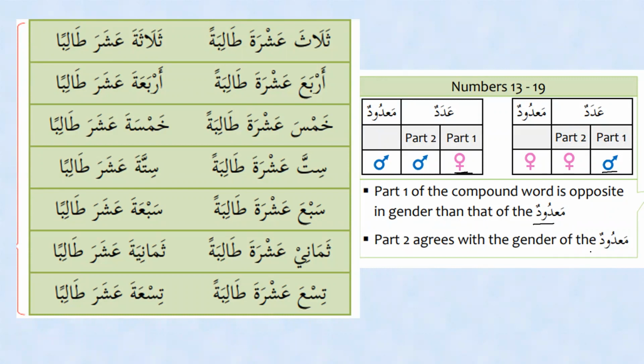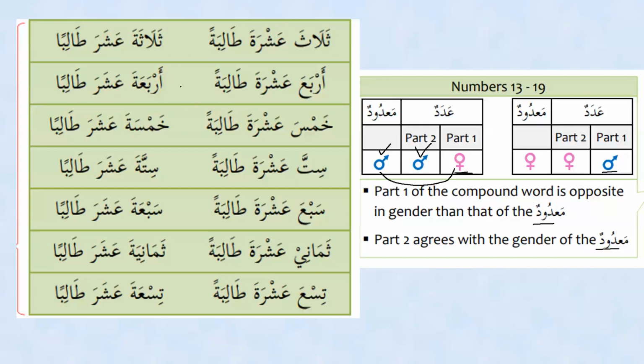Part 2 agrees with the gender of the madud. So part 2 and madud will be the same. However, part 1 will be opposite of madud. Again, part 2 and madud will be the same. However, part 1 will be opposite to madud. So if madud is masculine, part 1 will be feminine. And if madud is feminine, then part 1 will be masculine.